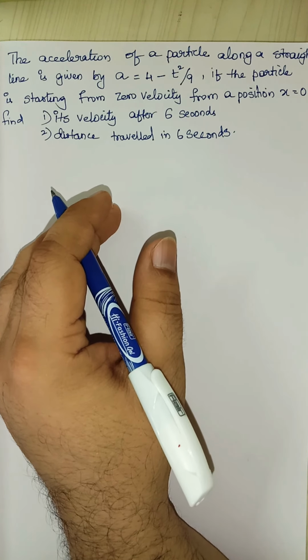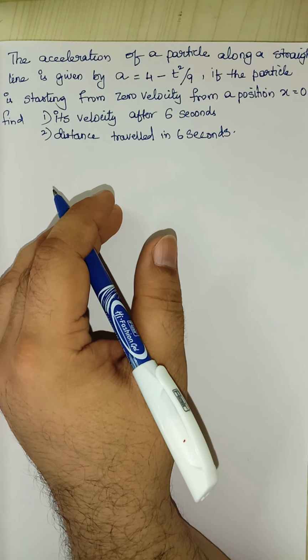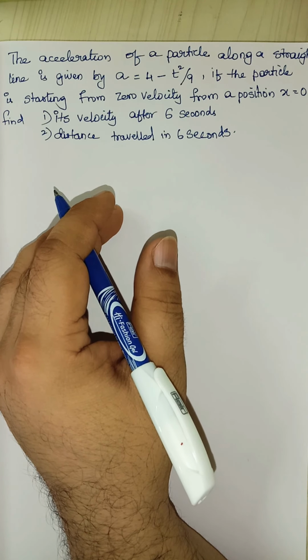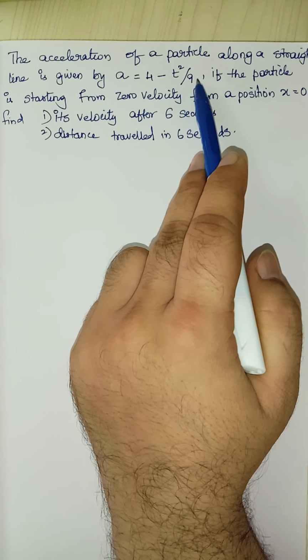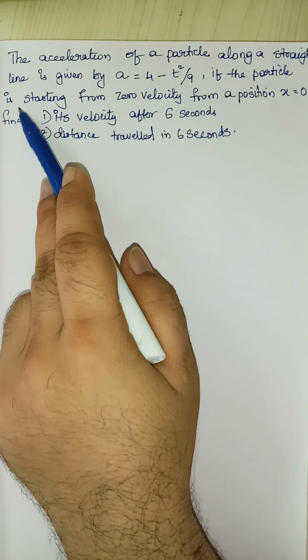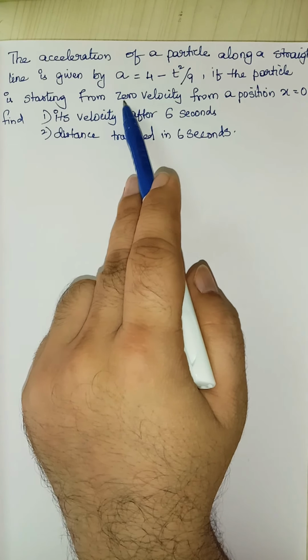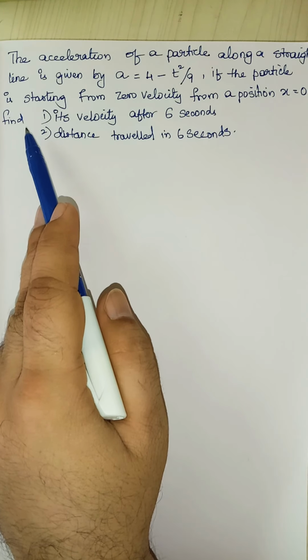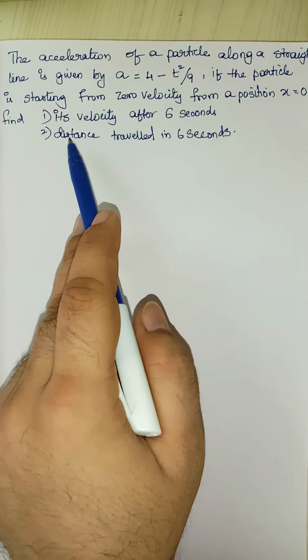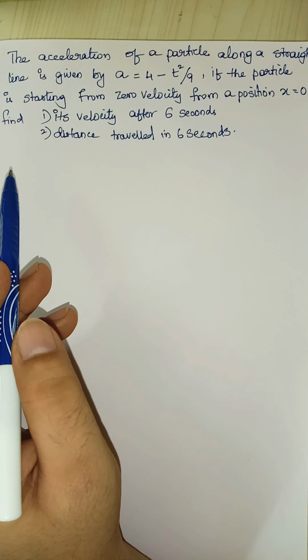One more important question which is repeated nearly 5 to 6 times in the mid examination from kinematics, rectilinear motion. The problem goes like this: the acceleration of a particle along a straight line is given by a = 4 - t²/9. If the particle is starting from zero velocity from a position x = 0, then we need to find its velocity after 6 seconds and distance traveled in 6 seconds.